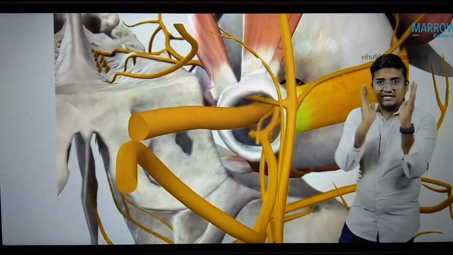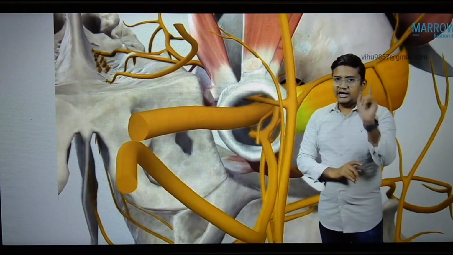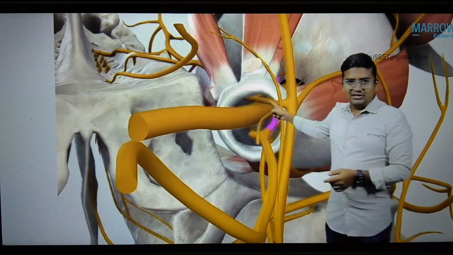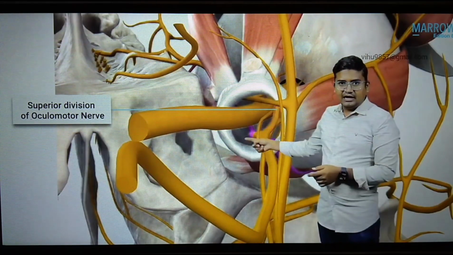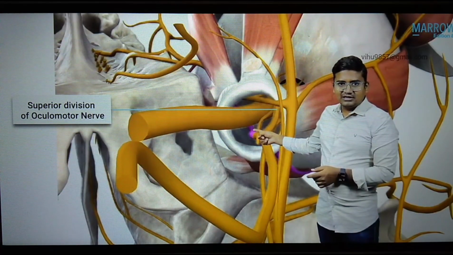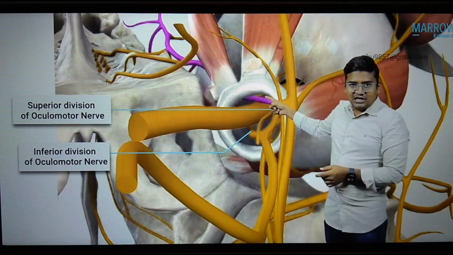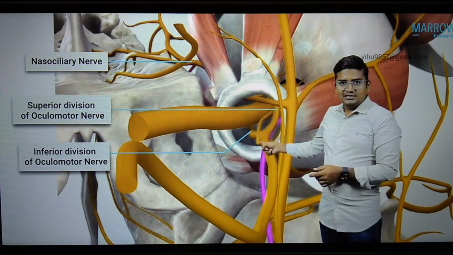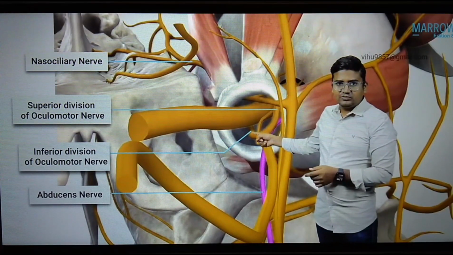Now what are the structures passing through the common tendinous ring? 4 structures will pass through. I told you the mnemonic also. SONIA is the mnemonic. This is our superior division of the oculomotor nerve. And this one is our inferior division of the oculomotor nerve. And just above, that is our nasociliary nerve. And this one is our abducent nerve. So these are the 4 structures.